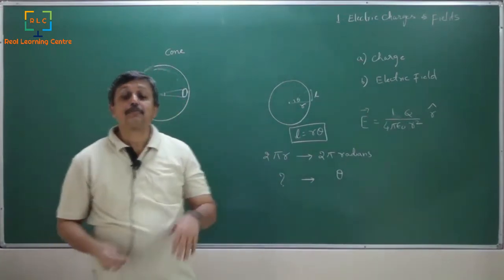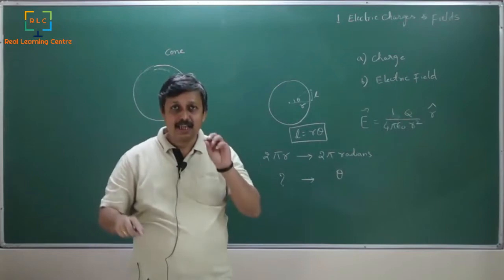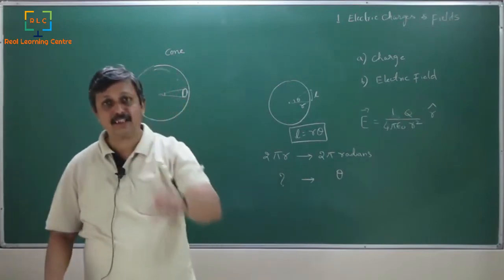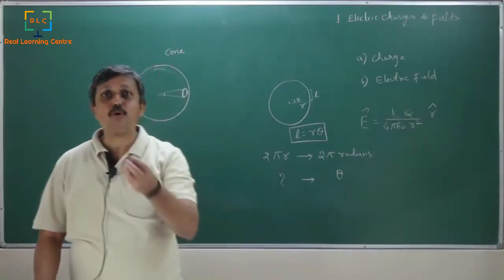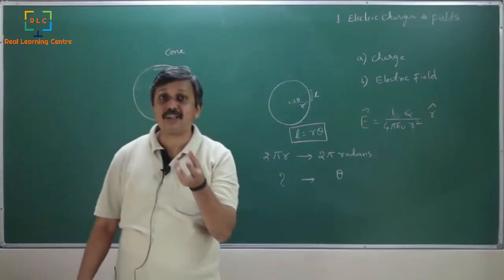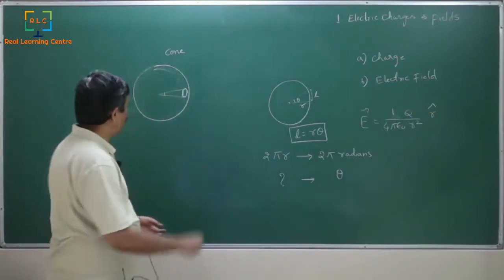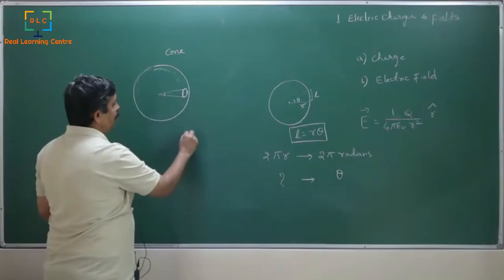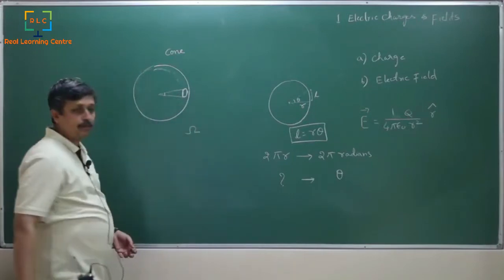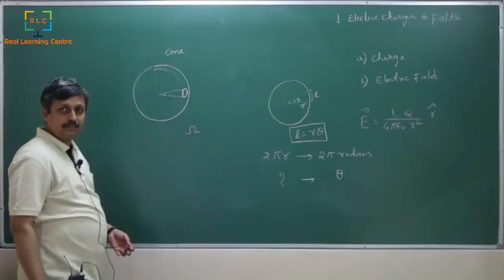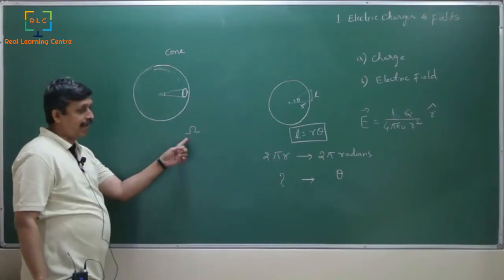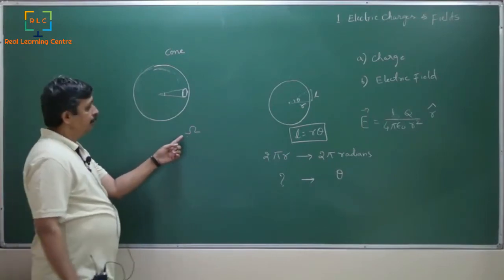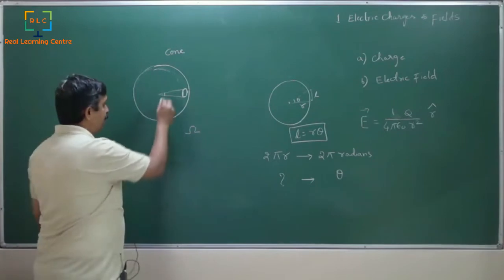A plane angle is just two lines. A solid angle is like this. It is the peak, the tip of the cone, and whatever angle is formed there is called a solid angle. For a solid angle we generally don't use theta. We use this omega kind of symbol, called capital omega. So we use this for solid angle.